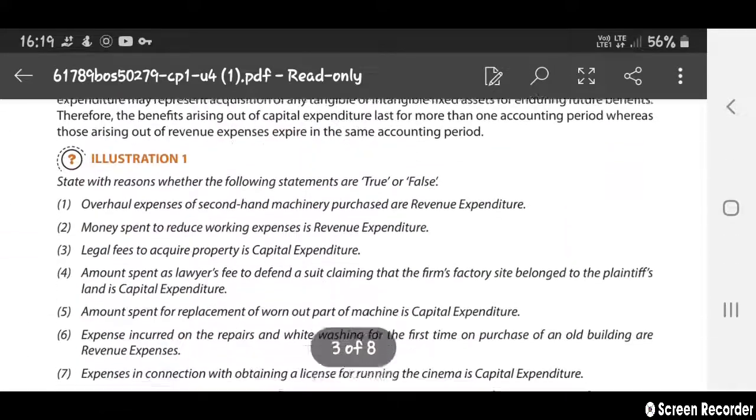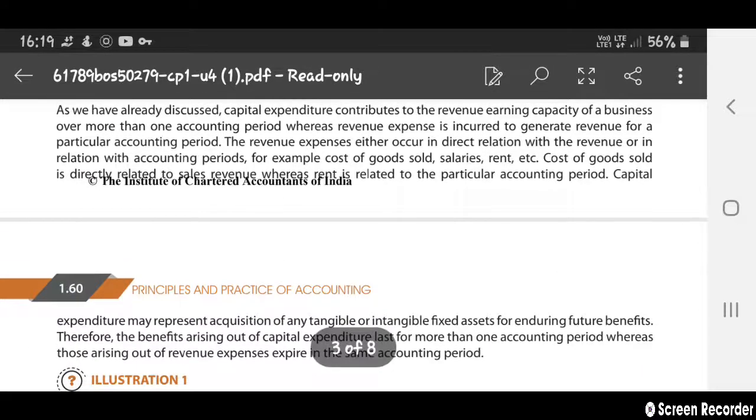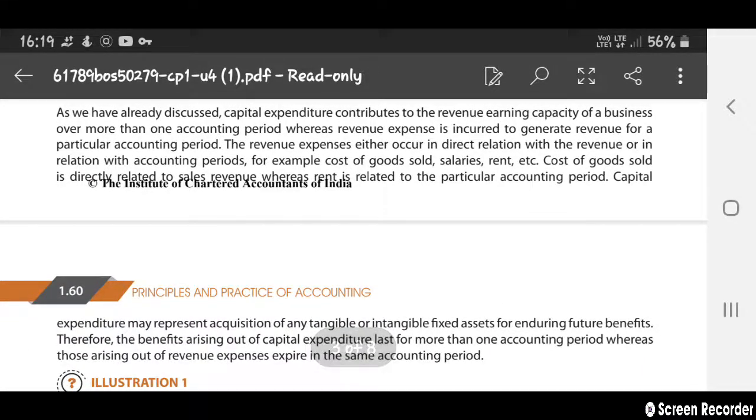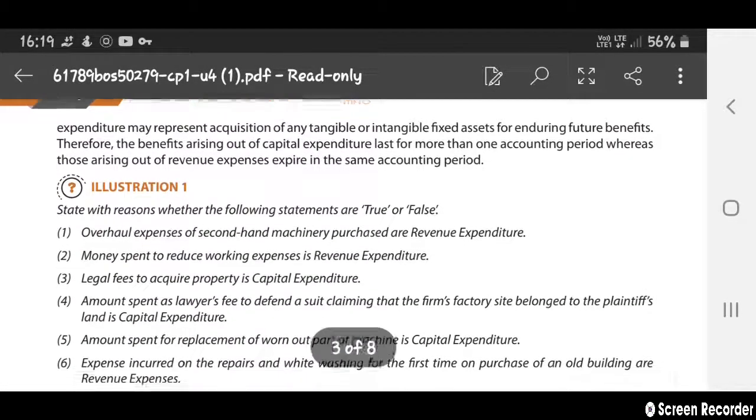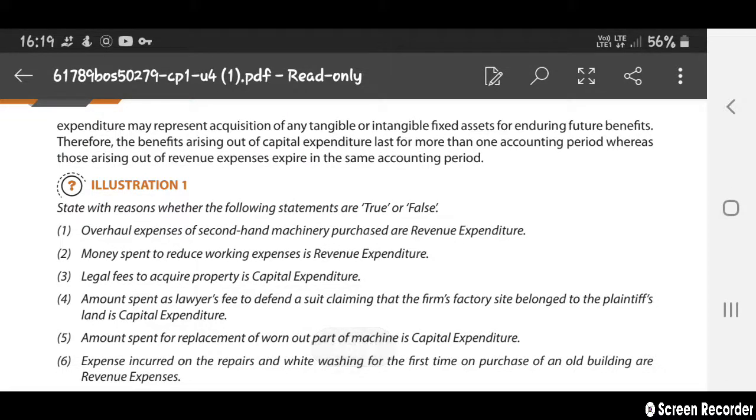or for the days, where rent is related. Next, capital expenditure may represent acquisition of tangible or intangible fixed assets for making future benefits. Therefore, the benefits arising out of capital expenditure last for more than one accounting period, whereas those arising out of revenue expenditure expire in the same accounting period. That is the difference.